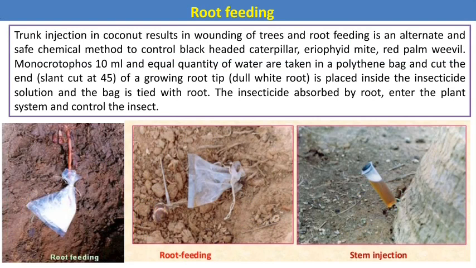What can we do in these methods? Monocrotophos 10 ml and an equal quantity of water are taken in polythene bags, and the cut end of the growing root tip is placed inside the insecticide solution, and the bag is tied to the root. The insecticide absorbed by the roots enters the plant system and controls the insect.